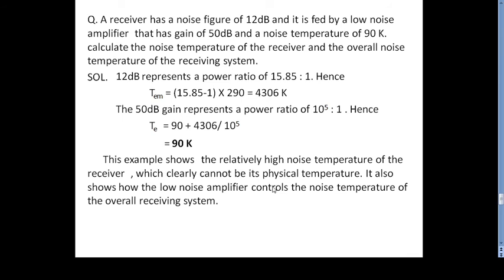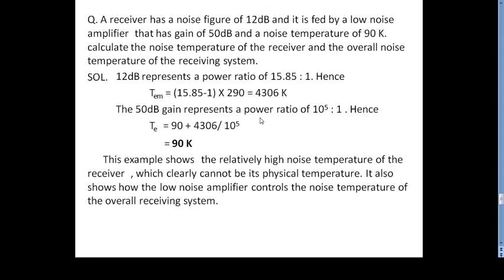For example, for better understanding of the noise temperature concept, a receiver has a noise figure of 12 dB. F here is given. It is fed by a low noise amplifier of gain, capital G, given as 15 dB, and noise temperature T is 90. Calculate the overall noise temperature of the receiving system. 12 dB represents the power ratio 15.85. Hence the temperature is (15.85 minus 1) times 298, the normal temperature, which is 4306.